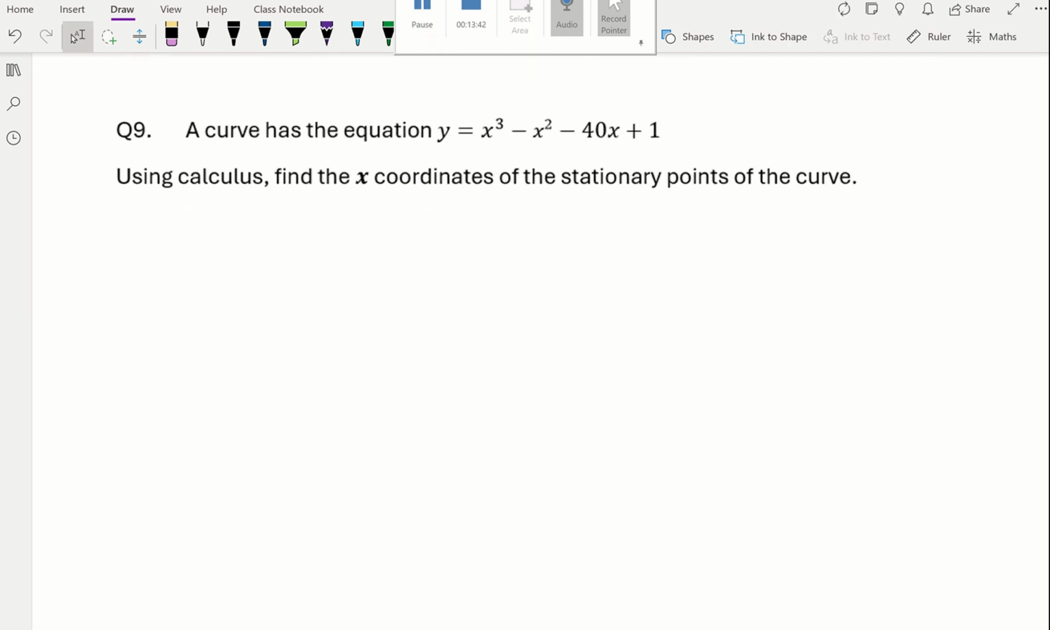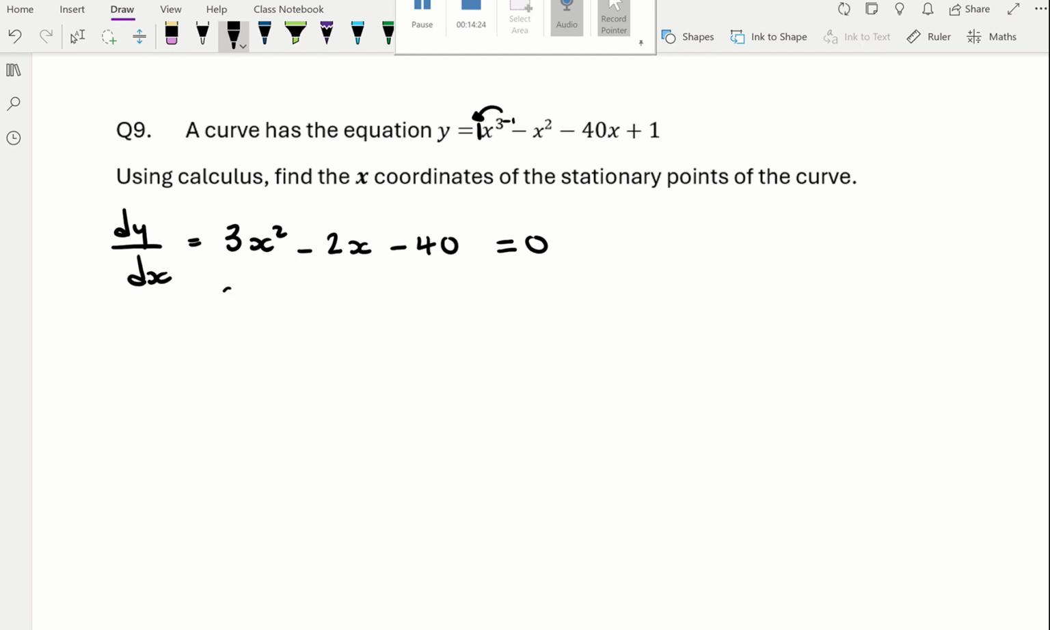A curve has this equation. It says using calculus differentiation, find the x coordinates of the stationary points of the curve. So your step 1 is to differentiate 3x squared, so power times number and then subtract 1 from the power, minus 2x minus 40. And then to find the coordinates of the turning points, you need to make that equation equal to 0. So equate it to 0 and then solve it.